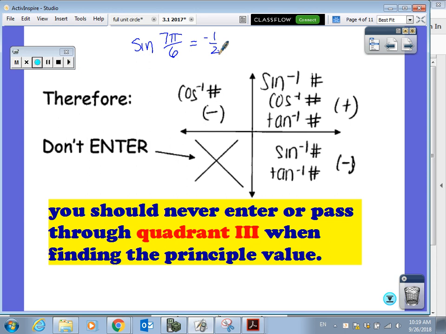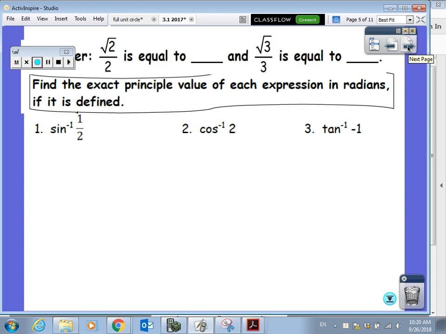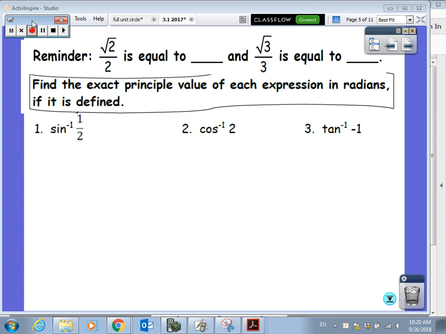So don't think everything we've done before is wrong and we're changing it. We're not changing anything. We're just adding to what we've done before. All right, so now using that information, let's work some of these problems. But before we do that, let's look at these top two expressions. So root 2 over 2.